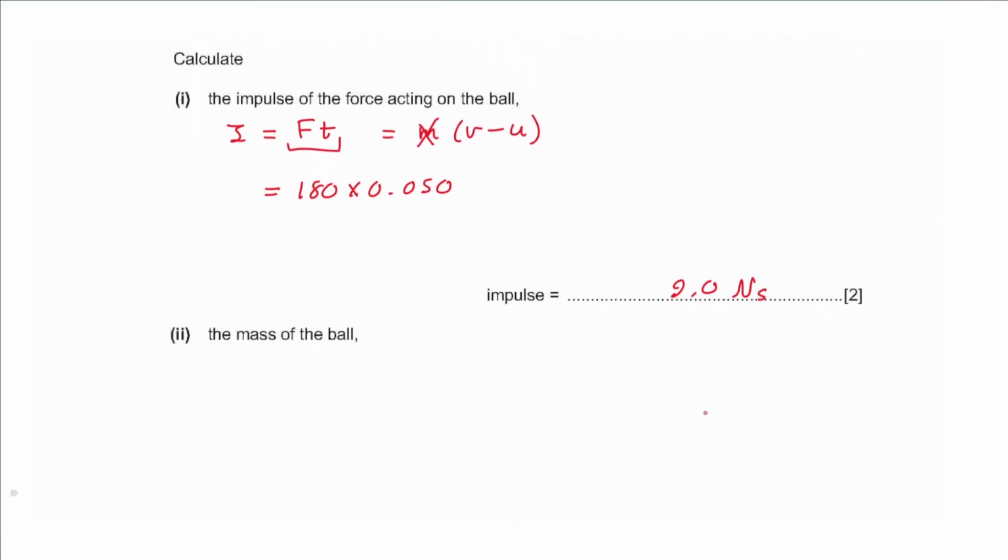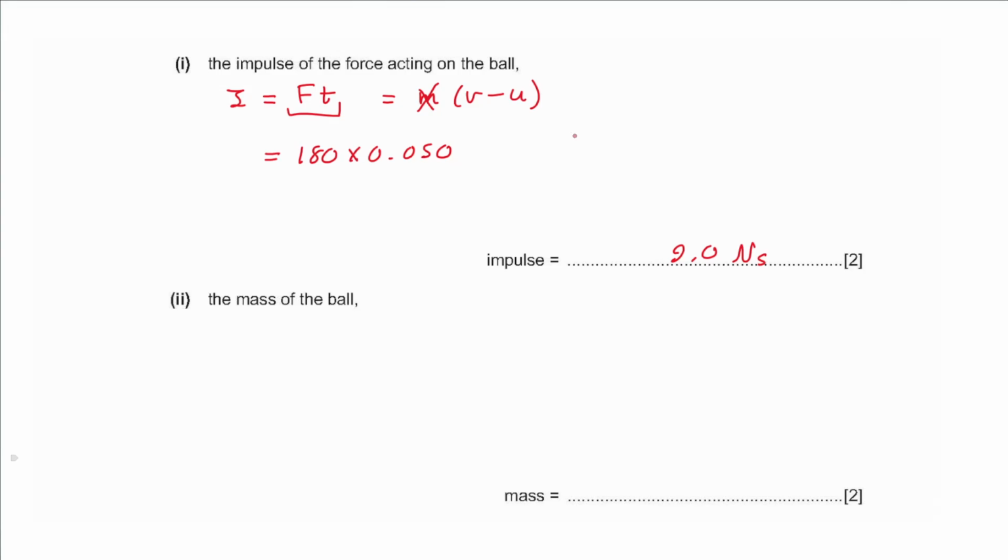Part (ii) requires the mass of the ball. Now we can use the other part of the equation. The impulse is equal to mass multiplied by the change in velocity, and the momentum changed by a value of 9, or the impulse was 9. The mass is unknown. The final velocity of the ball was 20 and the initial was 0. So dividing by 20 on the other side, we get a mass of 0.45 kilogram.